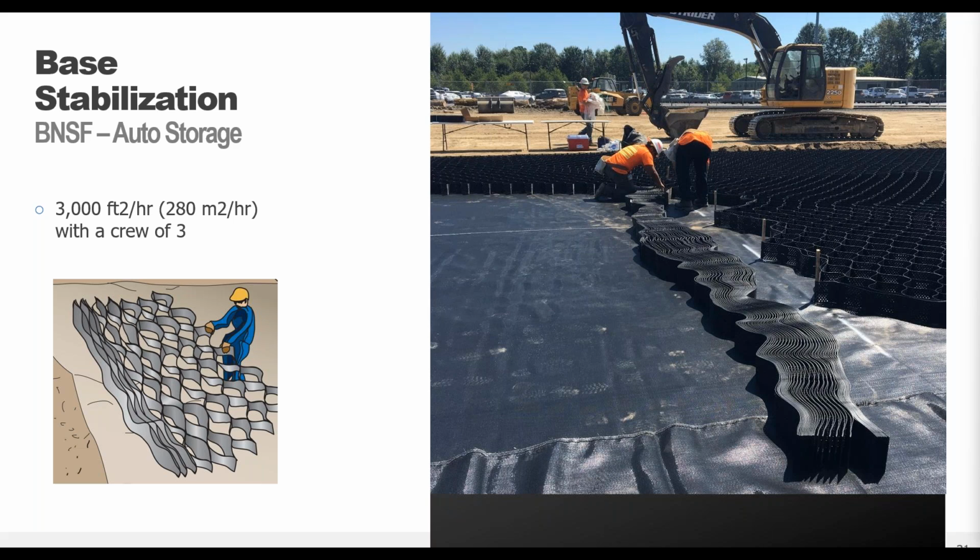Typical installation rates are about 3,000 square feet or 280 square meters per hour with a crew of 3, and work can run parallel with one crew laying out the site, another installing the GeoWeb, and another filling and compacting for your best efficiency.